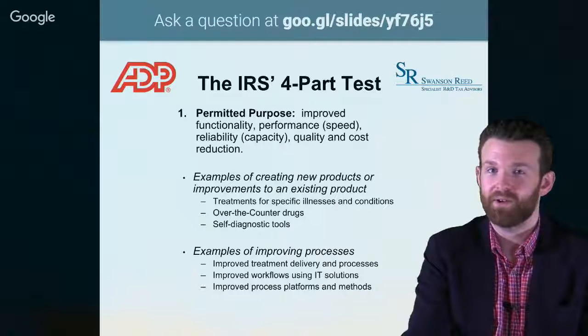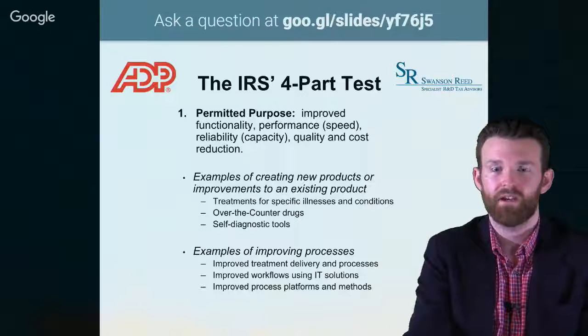Of course, as we all know, there's always room for improvements. You don't necessarily have to discover the cure for cancer or a new chemical compound to have a permitted purpose. So you could be trying to improve existing products. Maybe you're trying to improve an existing cancer treatment that usually takes 6 months to a year, and instead you want to reduce that time frame to 3 to 6 months.